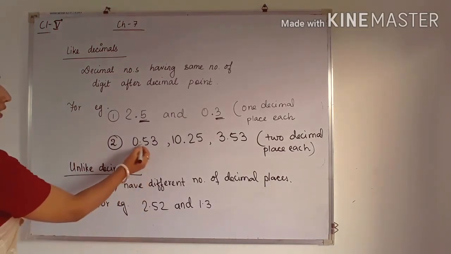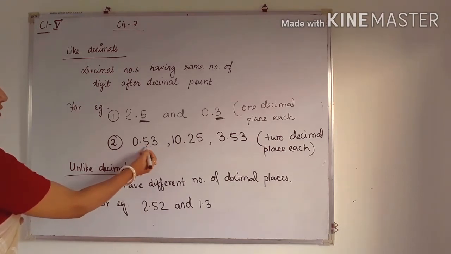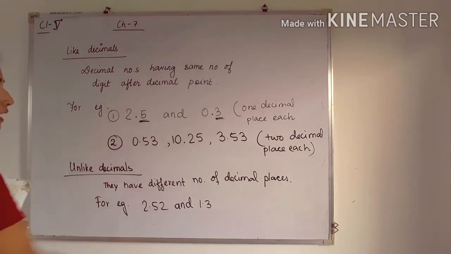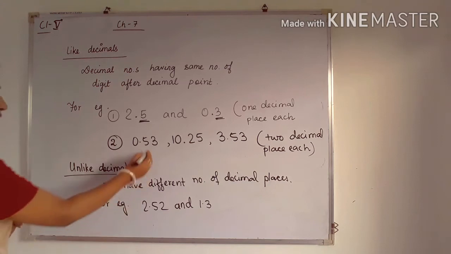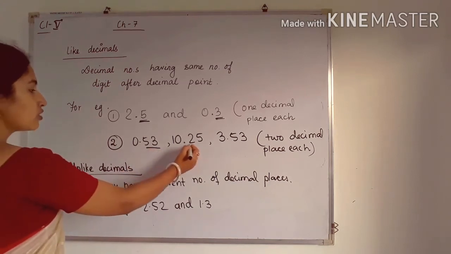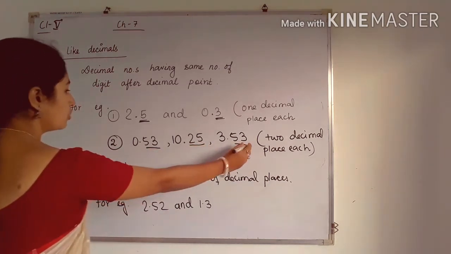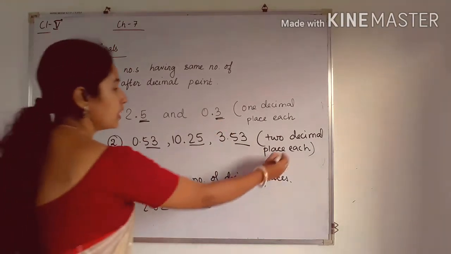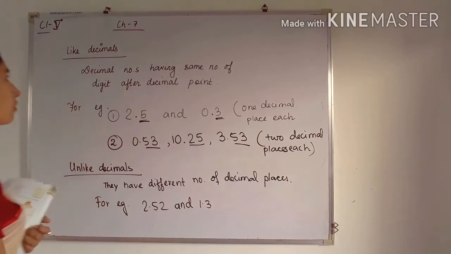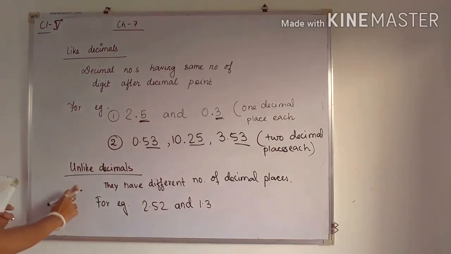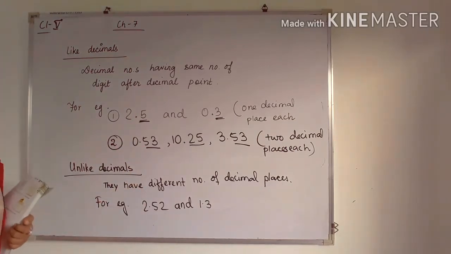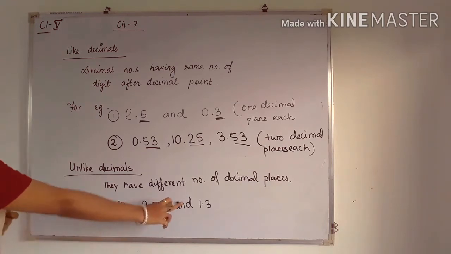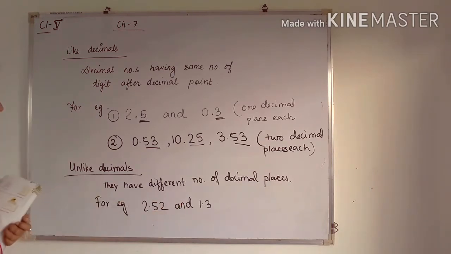Similarly here, you can see after the decimal point the numbers bear the same number of digits. Here there are 2 digits, here also 2 digits, here also 2 digits. So 2 decimal places each. So these are called like decimals. So what are unlike decimals? They have a different number of decimal places. You can see here 2.52 and 1.3. After the decimal point here there are 2 digits, but here only one digit is there.